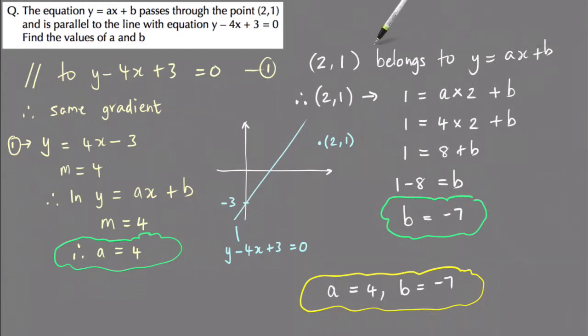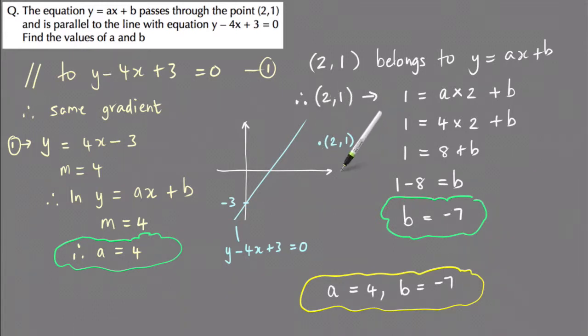So you sub 2 comma 1 into this equation because it belongs to it, and you get 1 is equal to a times 2 plus b, remembering x is 2, y is 1. Then replacing the a with 4, you get 1 equals 4 times 2 plus b, that becomes 1 equals 8 plus b. Minusing 8 from both sides, you get 1 minus 8 equals b, and b equals minus 7. So the answer to this question is a equals 4, b equals minus 7.